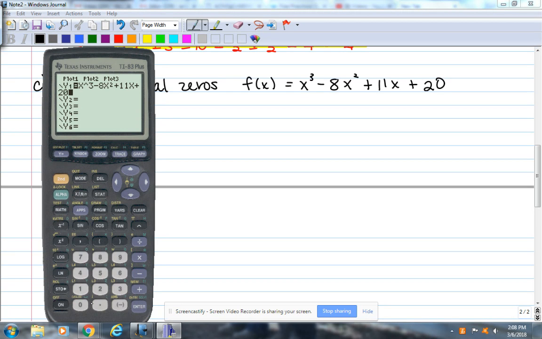And before you hit anything else, I want you to look up at my screen. I know it's hard to see, and make sure yours looks like me. X rooftop 3 minus 8x squared plus 11x plus 20.